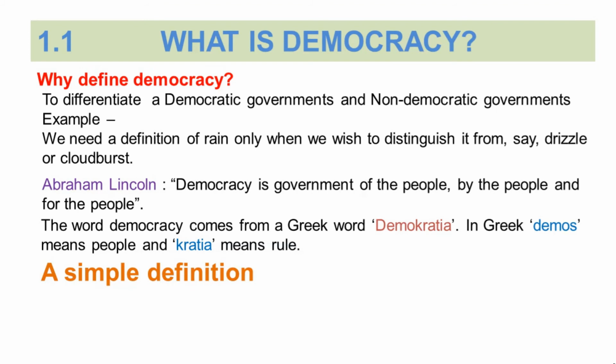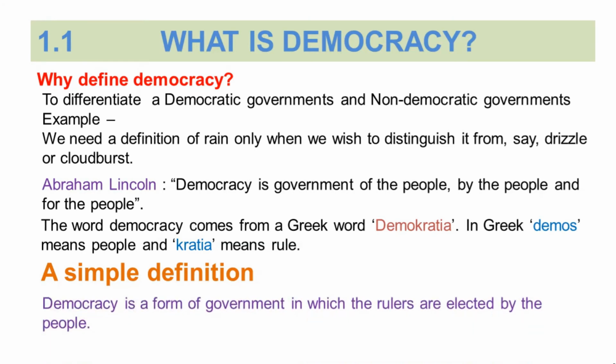As we know, one simple factor is common to all democracies, that is, the government is chosen by the people. We could thus start with a simple definition: democracy is a form of government in which the rulers are elected by the people. By using this definition, we can separate a democratic form of government from a non-democratic form of government.